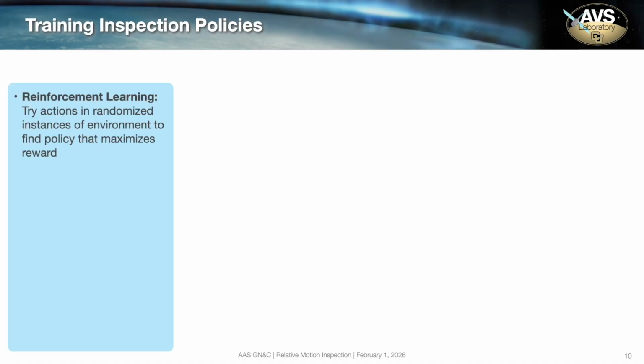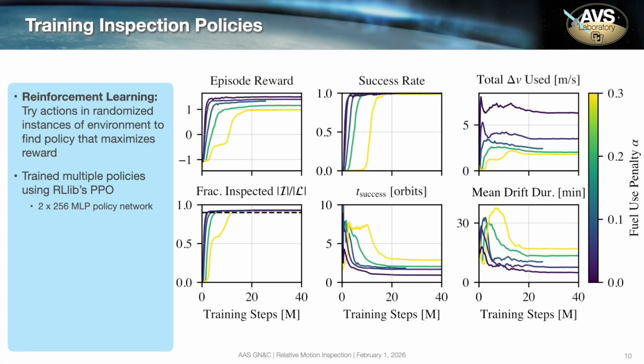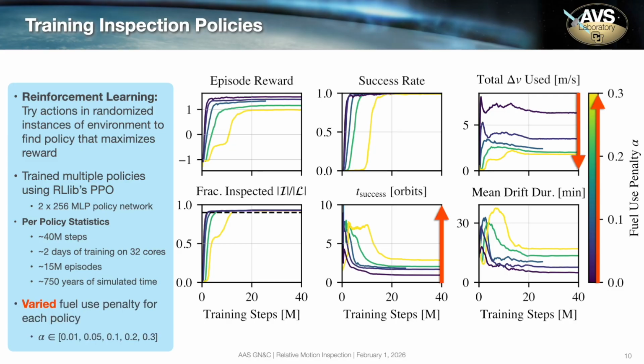To train these policies, we're using reinforcement learning, which very briefly has an agent try randomized actions in an environment in order to, over time, find the policy that maximizes the long-term reward. We train multiple policies using RLlib's implementation of PPO using a relatively small policy network. Training these networks takes about 40 million steps, which is about 2 days of compute time or 750 years of simulated time. As we vary the fuel use penalty for each policy, we're going to see these different behaviors.